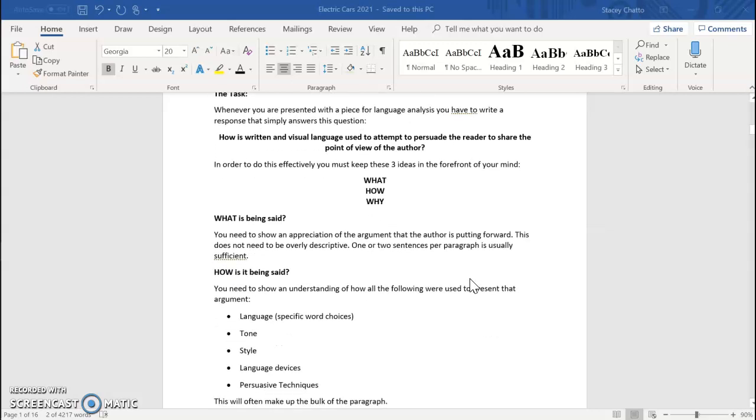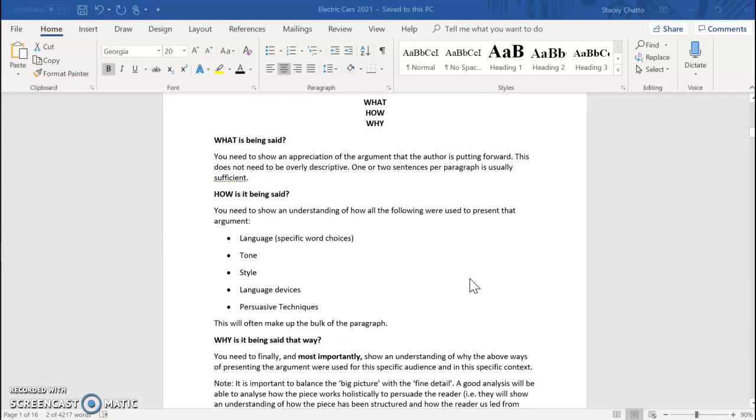So firstly, you always look for what is being said. You need to show an appreciation of the argument that the author is putting forward. You need to understand what it is, but also you need to look at why has it been structured this way? What is the argument actually saying? Are they using it as a straw man argument? Is it their strongest point? You don't have to give a lot of detail in being descriptive about it, but you usually need at least one or two sentences in your paragraph to explain what it is.